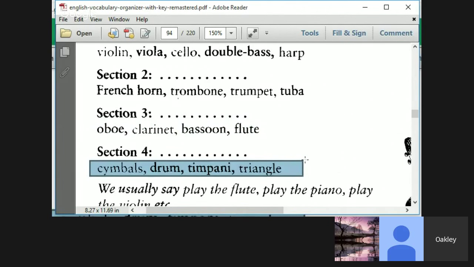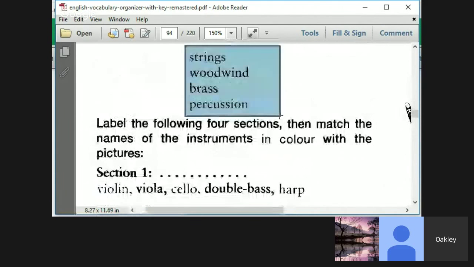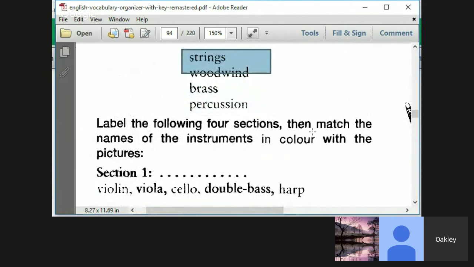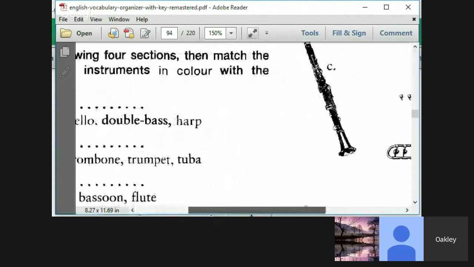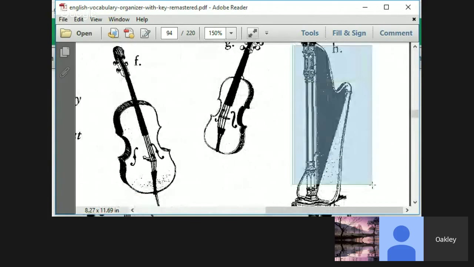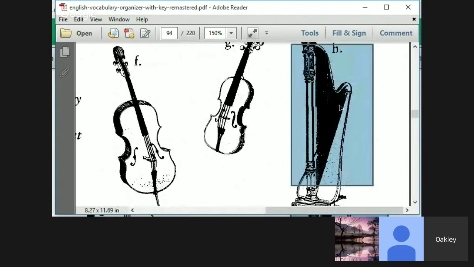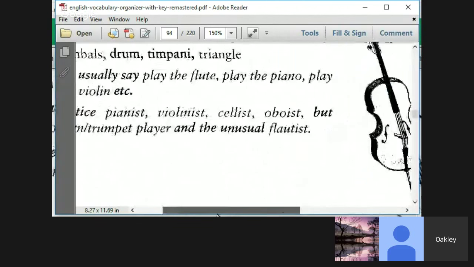What kind of instrument is a piano? String. Very good. It's hard to tell because the strings are hiding. That's right. It is a string instrument. Inside the piano are strings, very much like a harp, except instead of up and down, they are lying flat, and you're hitting keys, which hit the strings. You're absolutely correct.